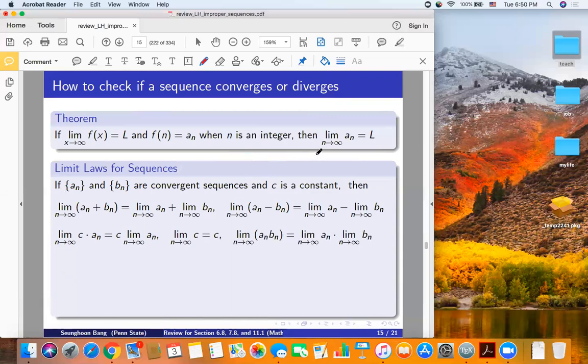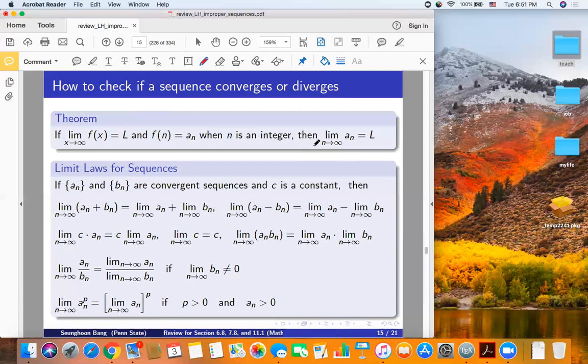The limit of a_n times b_n distributes: limit of a_n times limit of b_n. The limit of a_n over b_n distributes too, in this case where the bottom one is non-zero. You can use these rules. The limit of a_n to the power p: the limit goes inside the base, where p is greater than 0 and a_n is greater than 0.